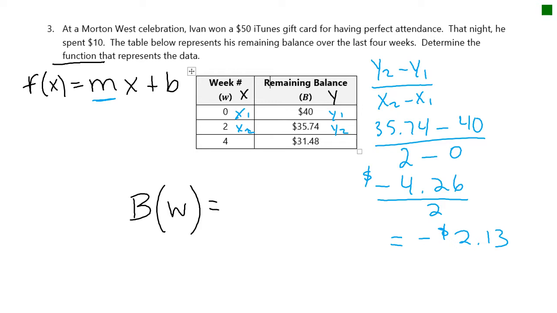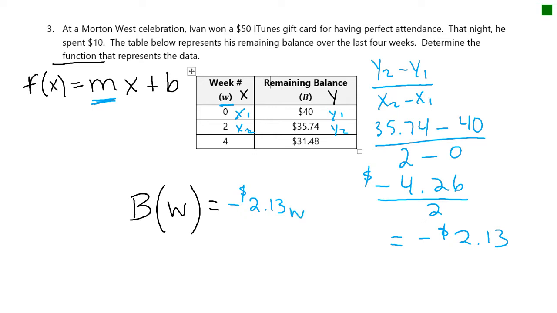Okay, so there you go. I found my slope. My slope is m, so I'm going to write negative 2.13. Okay, and don't forget that my equation has x. But on this one, we're not writing x. What variable are they using for x? W, right? So I'm writing W.